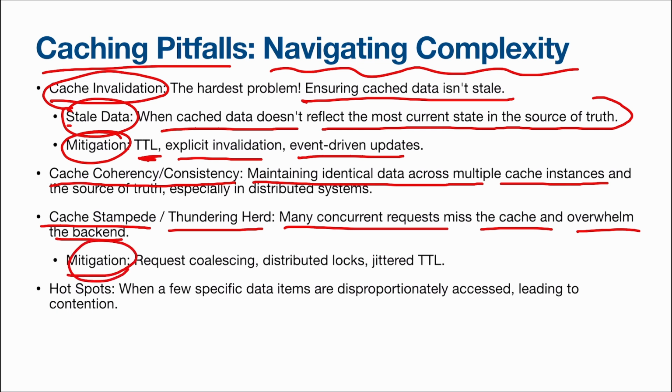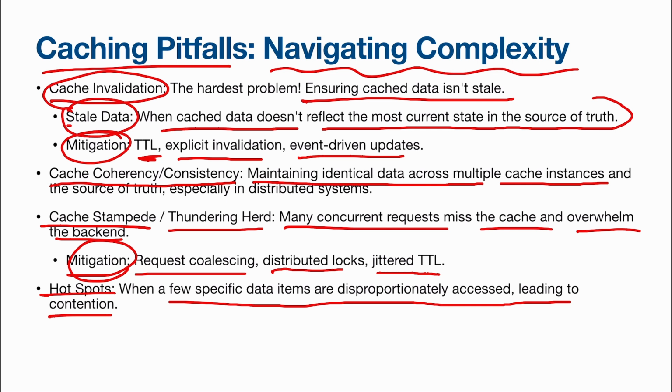What are the mitigations of this cache stampede? Which is request coalescing, which is like it can be batching of many requests, then distributed locks, jittered TTL, etc. Then hotspots. When a few specific data items are disproportionately accessed, leading to contention. It can be something like a celebrity problem, where for a hugely followed celebrity in systems like Instagram, their data is accessed much more compared to normal users.